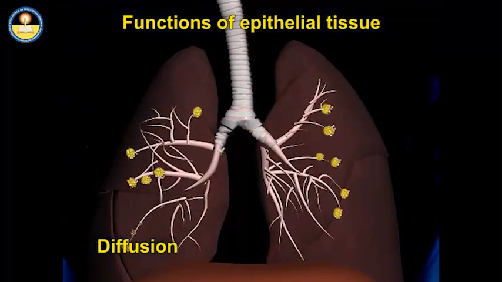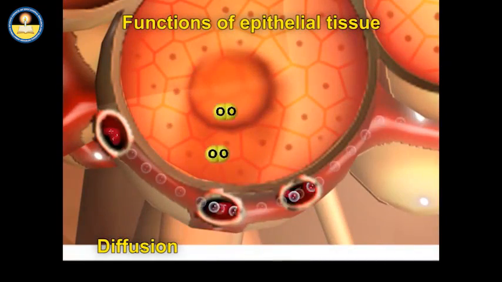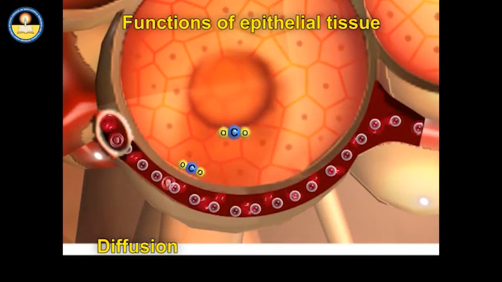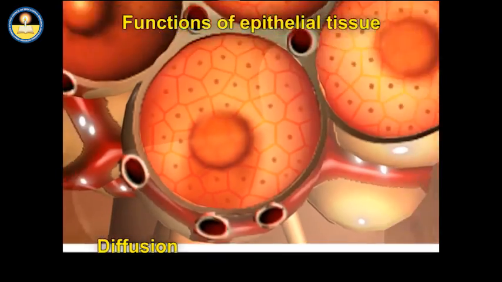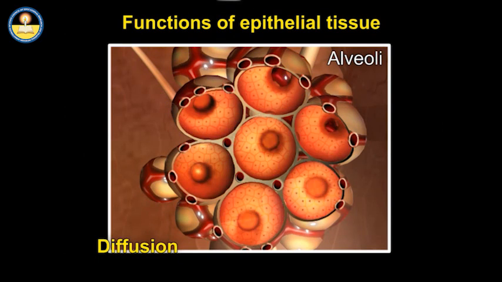Diffusion. Simple epithelium promotes the diffusion of gases because they form a thin lining which is ideal for the diffusion of gases.